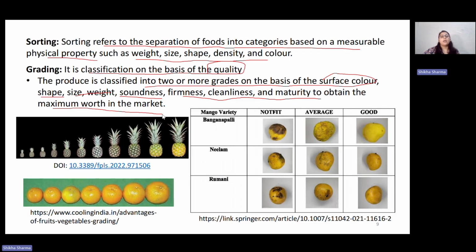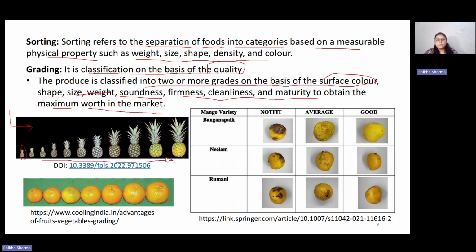And if some product is of high grade and its shelf life is higher, it can be sold at higher prices in the market. So grading can be done based on, for example, when the pineapple is in the initial stage, its weight is less and its dimensions are also less, and it is more of a green color.